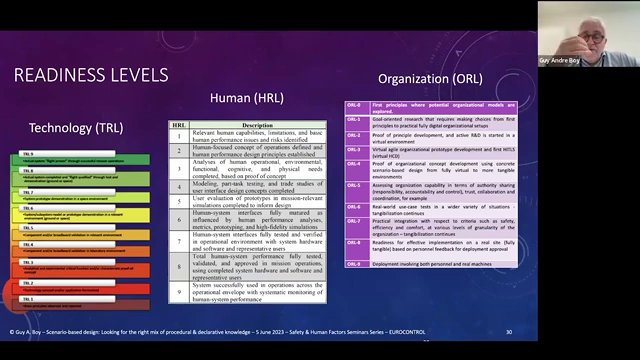The third one is the organization readiness levels, because an organization is not necessarily mature enough to use a technology that is at TRL 9. It's not the same. So in fact, we need to develop that, and you need scenarios for it. Then you can develop scenarios for TRL, HRL, or ORL.